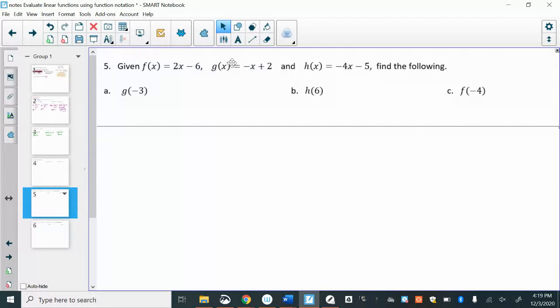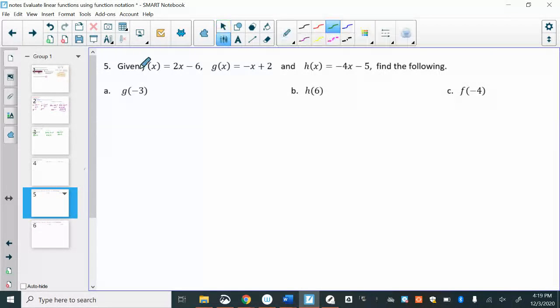So I've got 3 functions here, all with different names. One is function f, function g, and function h. If I want to know what is g of negative 3, make sure you go to the g function. And anywhere you see an x, you're going to put in a negative 3 and solve. It's going to get you 3 plus 2. I'm putting the answer down. So g of negative 3 is equal to 5.